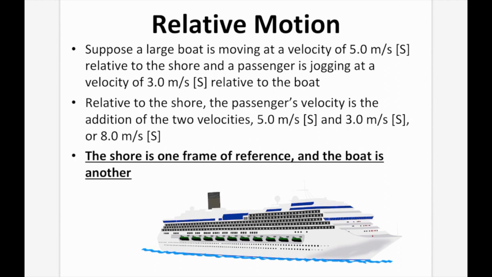And this makes sense. If our boat is moving this way at 5 meters per second south, and we have someone on board running along the boat at 3 meters per second south as well, it will appear to somebody over here that this person is actually moving at the addition of the two numbers. So it appears that they're moving at 8 meters per second south, or in this case, right towards them, because you're going to get the motion of the boat plus the motion of the person. So in this case, the shore is one frame of reference and the boat is another frame of reference.